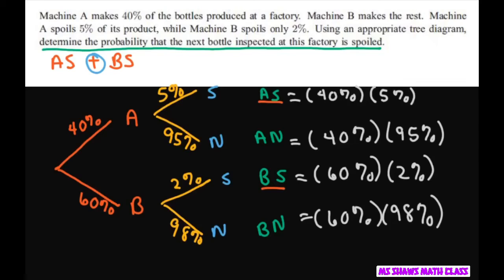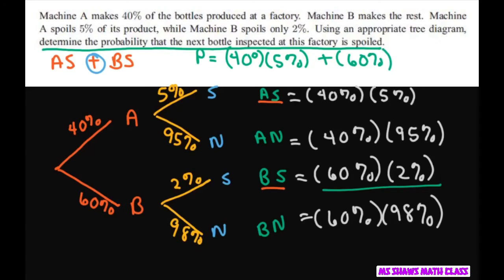Or in probability means you add. So let's add this up, and you're going to get the probability equals 40% times 5%, or this one, 60% times 2%. Using a calculator, that gives you 3.2%. And that's your final answer.